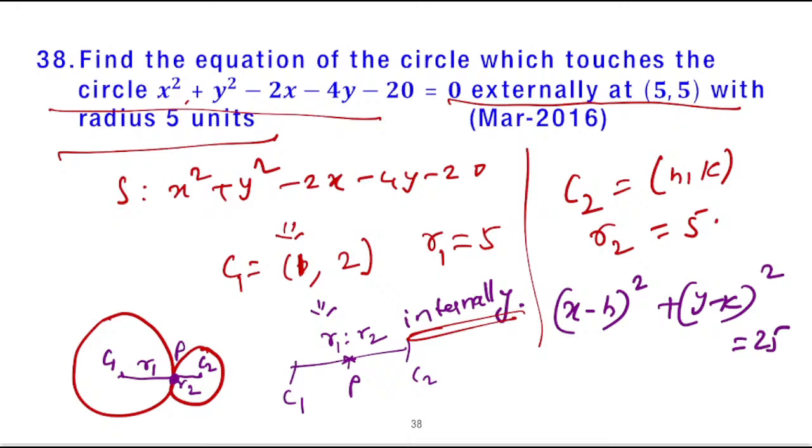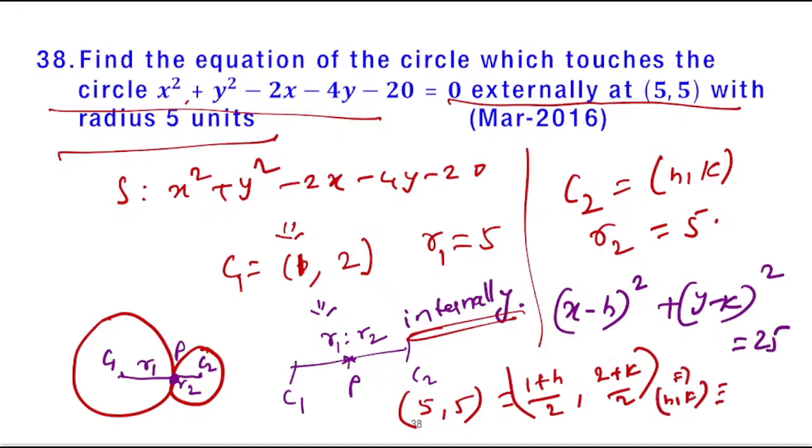Right. So you can get the mx2 plus nx1 formula idea. You can apply that and you can get point P as 5 comma 5, which we already got, equal to 1 plus h by 2 comma 2 plus k by 2. Get the h comma k values also. How much are you getting? h comma k is 9 comma 8. Now put this 9 comma 8 here, you will get the answer.